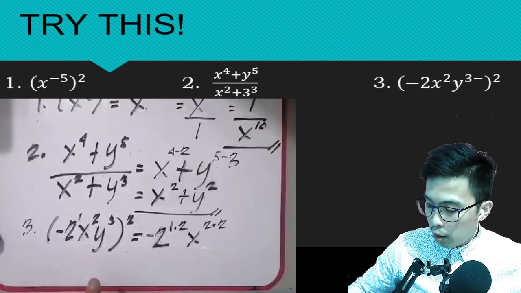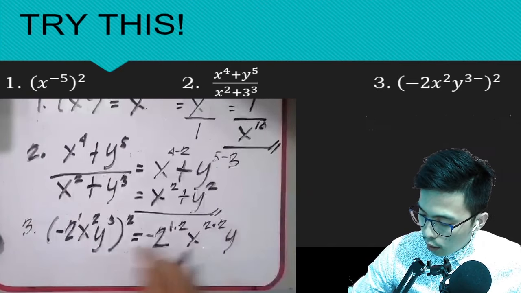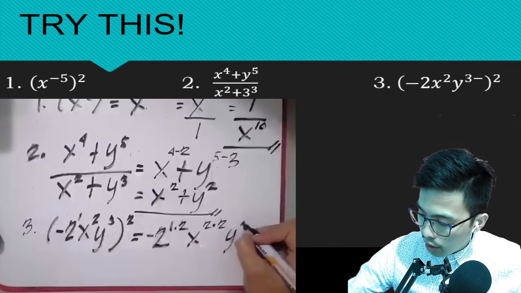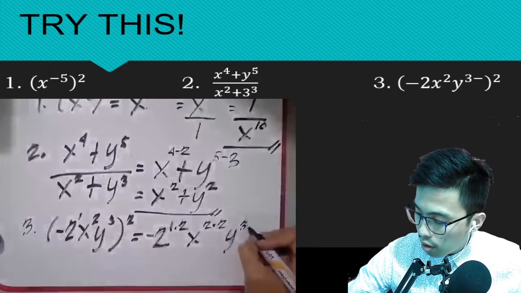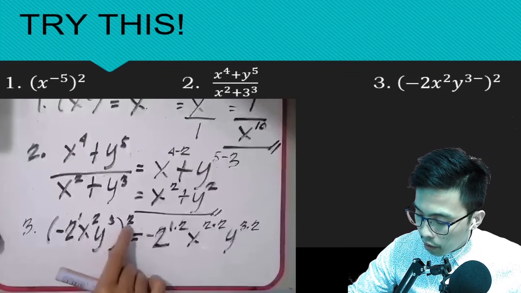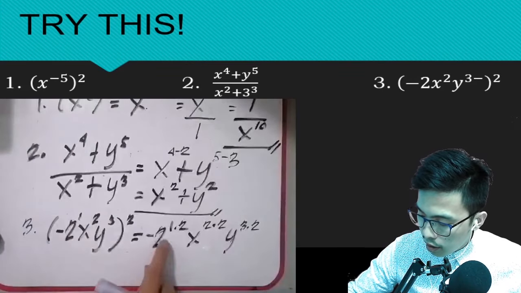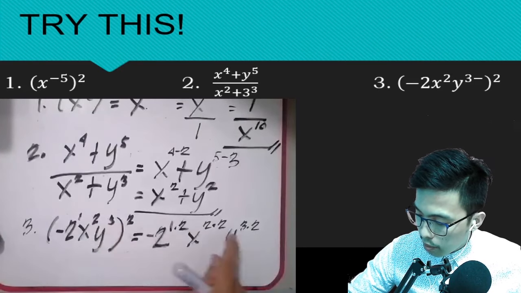Alright, so, and then we have the last one, which is y. We get the exponent, which is 3. Then we multiply the exponent outside, which is 2. Okay, so paano nangyari yun? Ulitin natin. Distribute to the exponent of this. So that is 1 times 2. 2 times 2. And then 3 times 2.